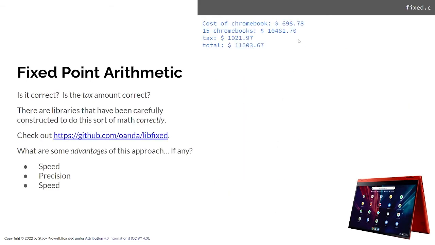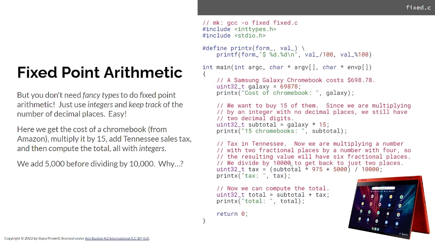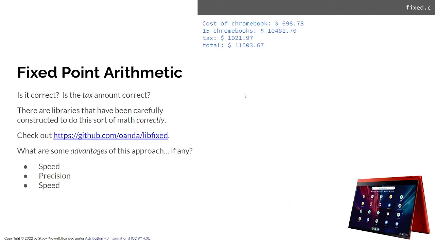And when we run it, sure enough, we get 698.78, 15 of them. Here's the tax. And here's the total. Beautiful. So is it correct? Is the tax amount correct? I had to think a little bit to put this line together. So ideally, somebody would do that thinking for me and create a library. And in fact, there is such a library right here, libfixed. And this has sort of been carefully thought through to be sure that the right things happen.